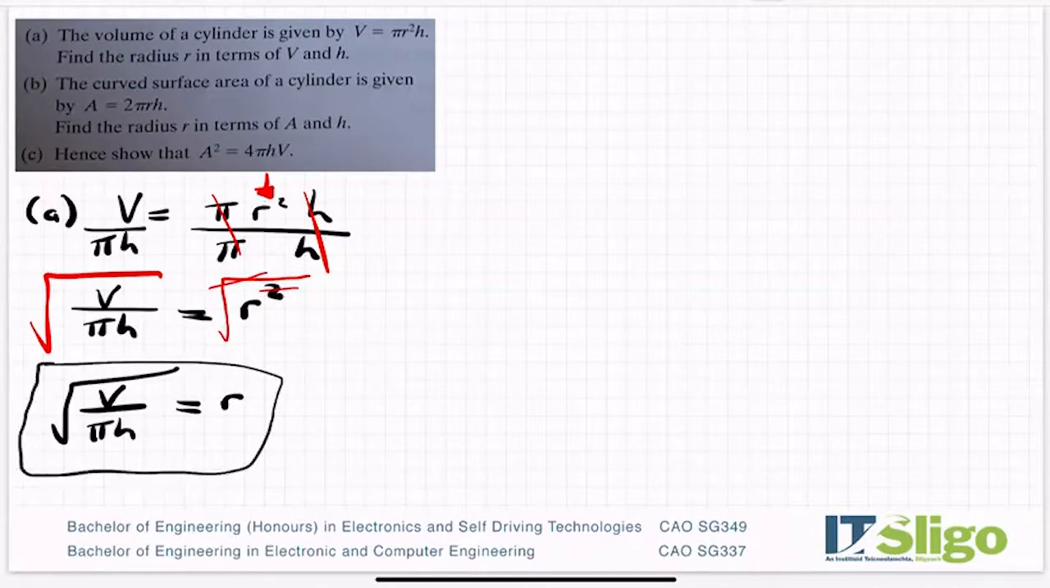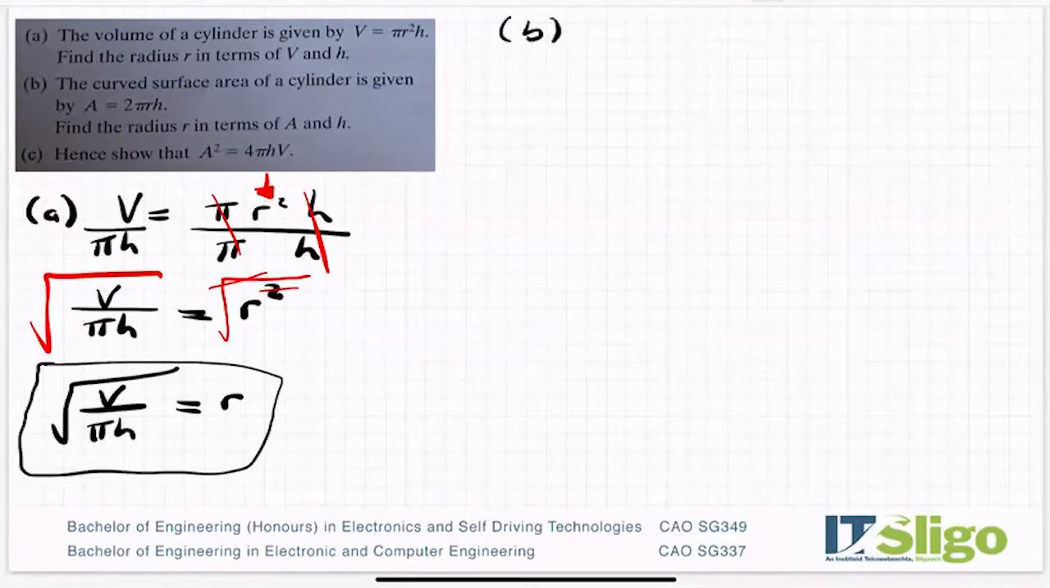Find the radius r in terms of any other letters, which means r equals. And like I said on the last one, it's perfectly okay if you have root V over pi h being equal to r. It's equally correct to write r is equal to root V over pi h. Okay, let's have a look at part B.